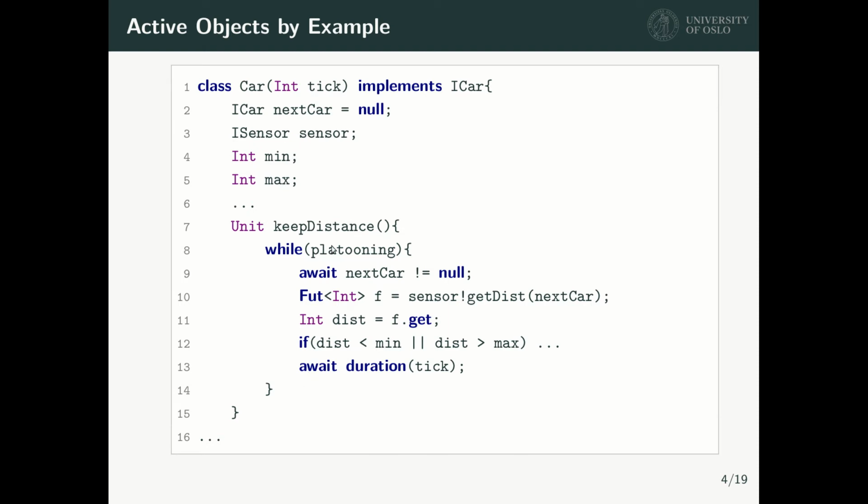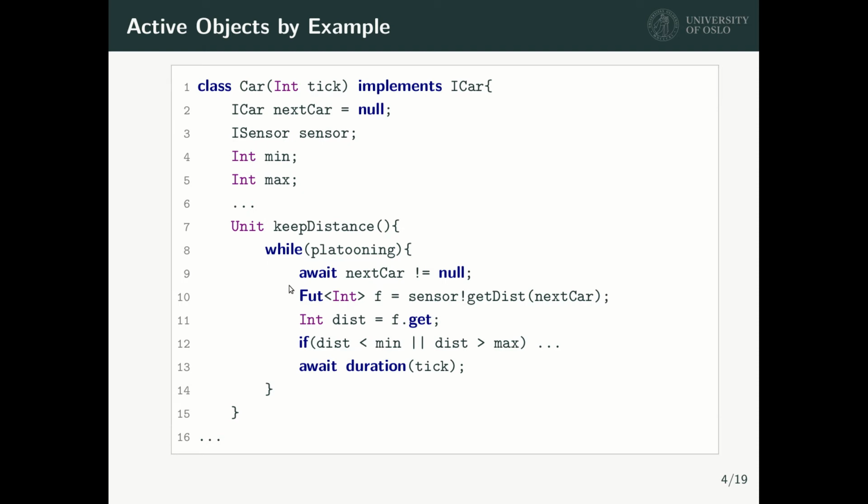So here we have a method. What the method is doing is, while I'm in platooning mode, which is a Boolean field here, I wait until I have a car in front of me, then I ask the sensor that I have, what's the distance to the next car? I retrieve the result once the sensor has computed it, and then I react to the distance accordingly. And I also advance time by tick time units before I repeat the loop.